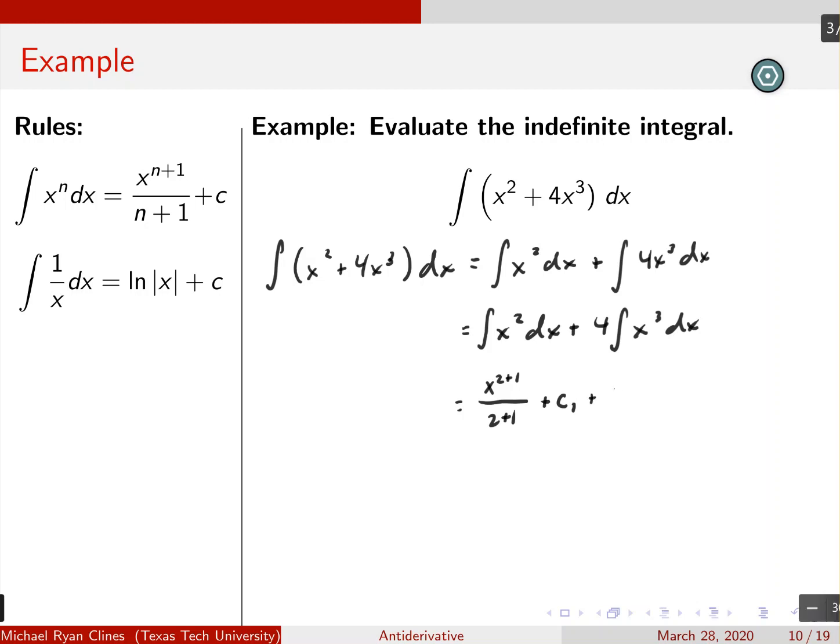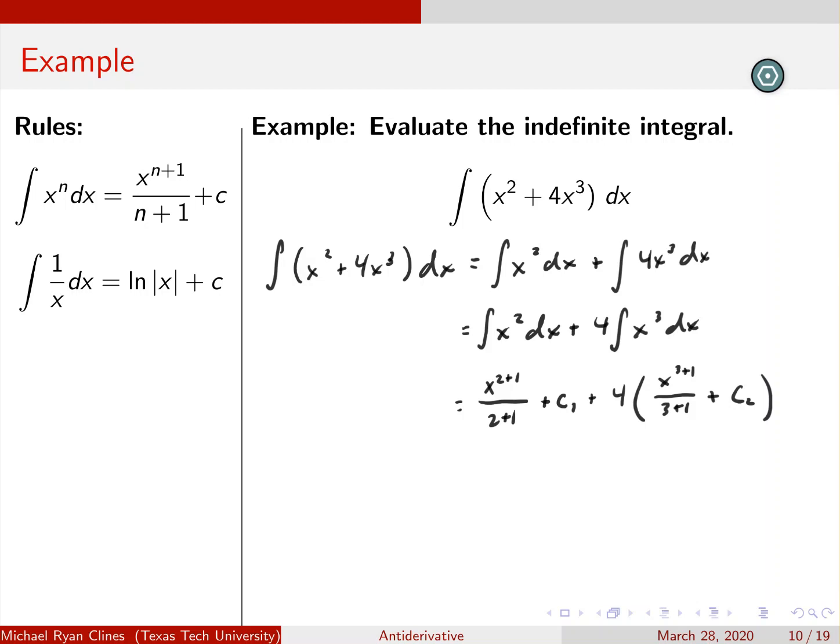Plus 4 times, now we take the integral of x cubed. Well, to do that, we use the power rule over here again. Except this time our n is equal to 3. And we get x to the 3 plus 1 over 3 plus 1 plus our integrating constant, c2. Now do you see why I called it c1 and c2? Otherwise, we'd have two c's, which would imply that the constant is equal to the same thing. It's a big old mess. Going to avoid that by calling one of them c1 and the other one c2.